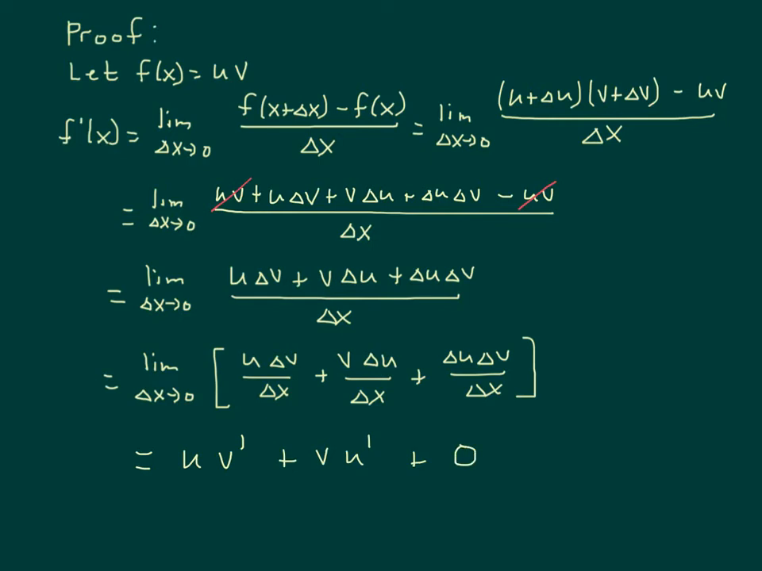And so what I end up having here is that the derivative with respect to x of f of x is equal to, because all this is commutative, I can rewrite it as u prime times v plus u v prime. Or, as our words say, the derivative of the first times the second plus the first times the derivative of the second. Now let's take a look at a couple of examples.